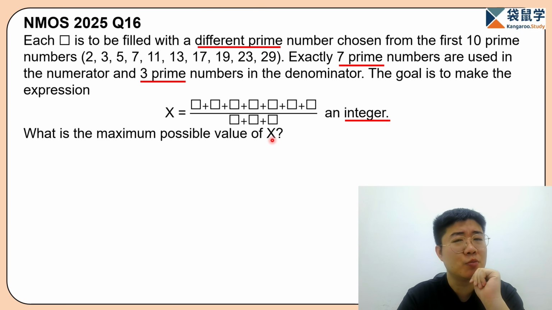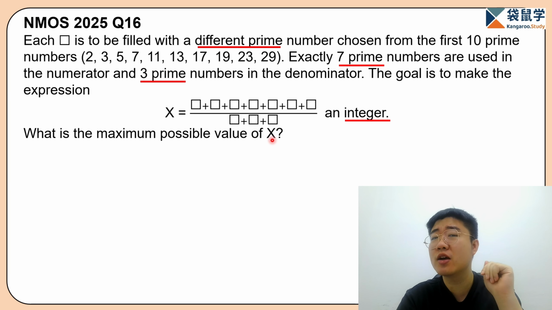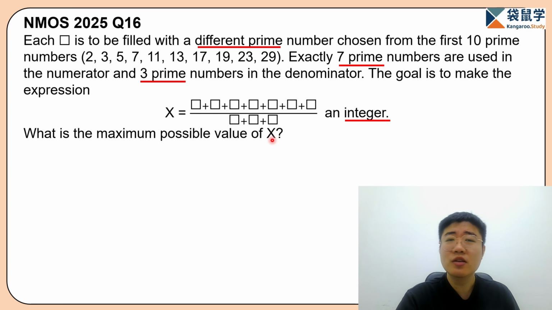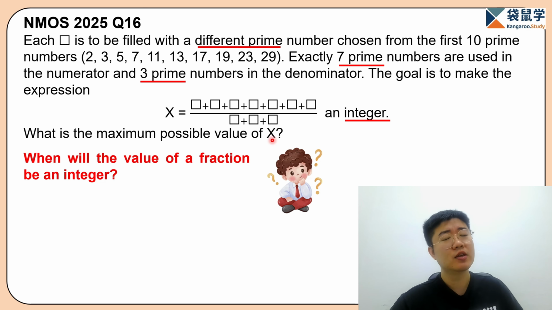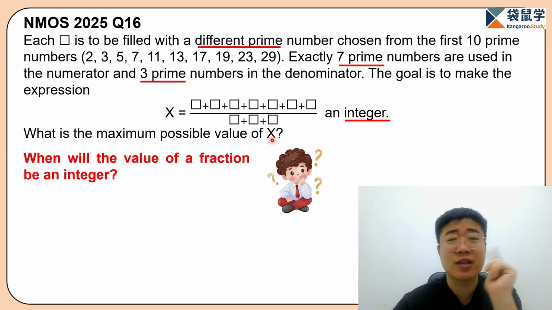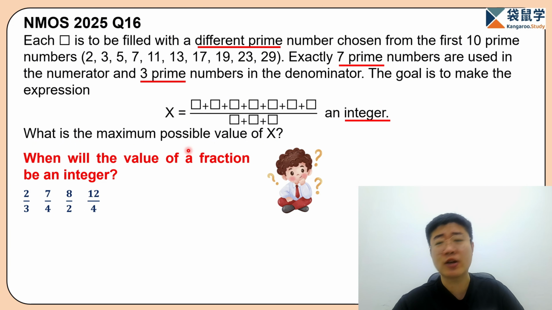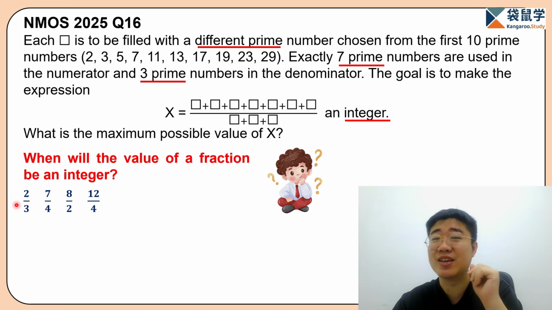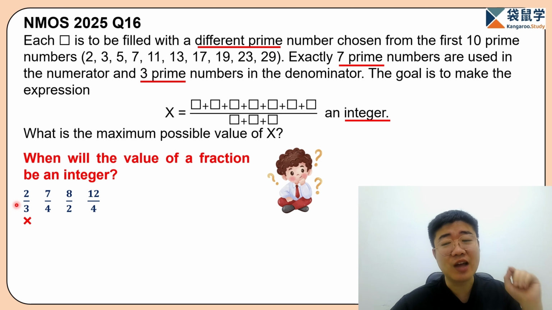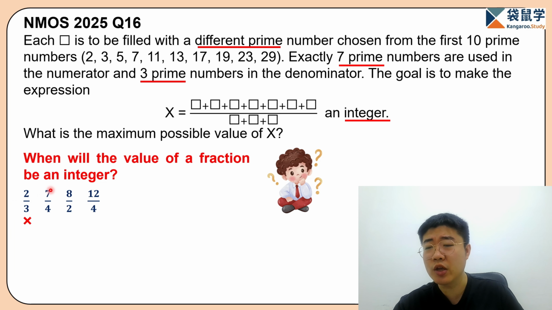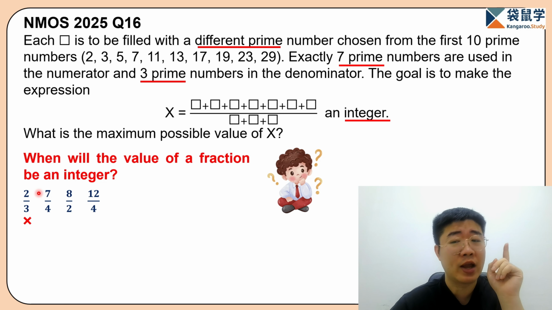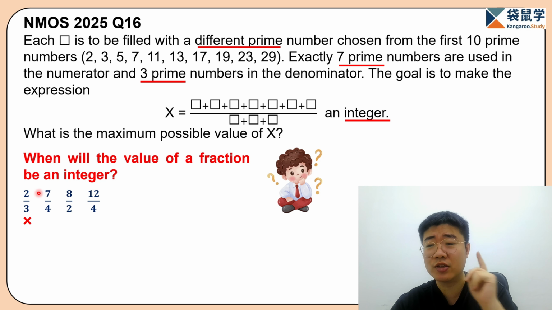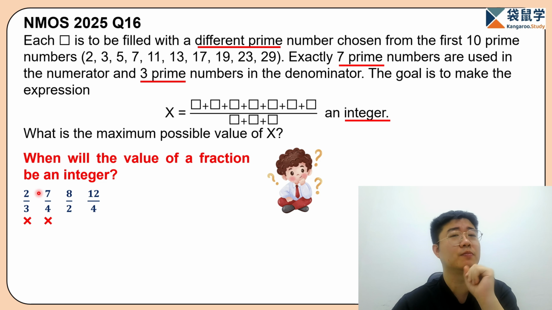So let's take a moment to think about this question. They have given us a fraction. Now, when will the value of a fraction become an integer? So when we think about this, let's take a look at some examples of fractions here. Now, from these fractions, let's say you look at the first one, 2 over 3. So this value definitely is not an integer. Now, 7 over 4. So if you change it into a mixed number, you get 1 and 3 over 4. Definitely this is also not an integer.